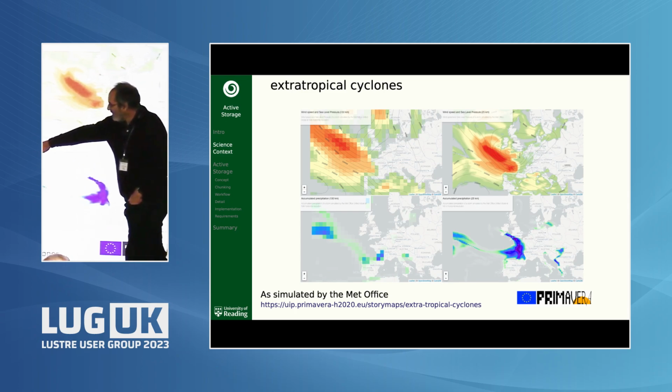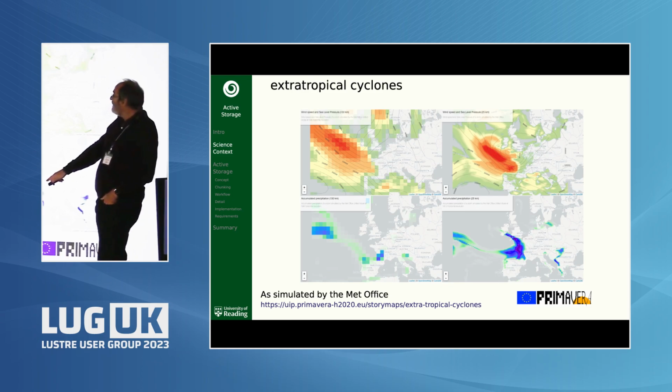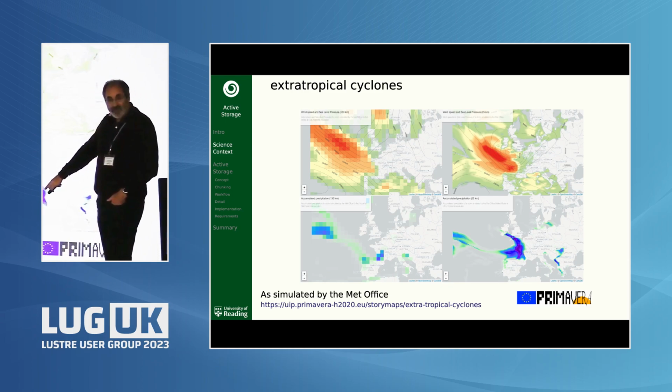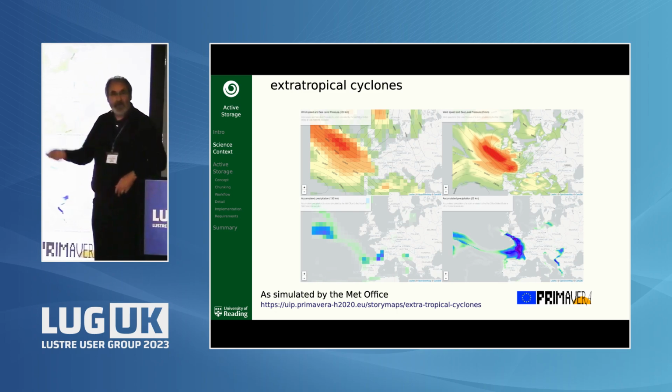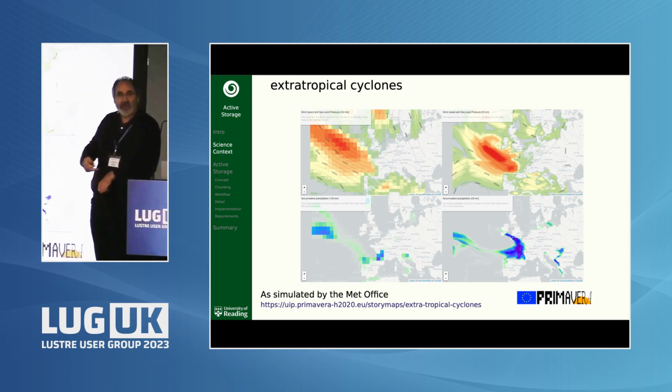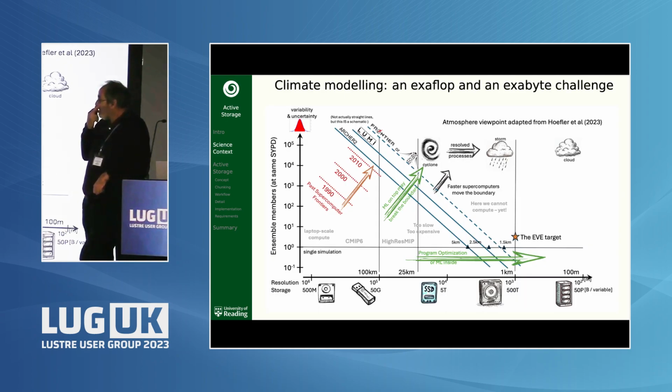And you can see the difference between a 130-kilometre representation of the same storm and a 25-kilometre representation. You get much more intense rainfall, much more intense wind. So if you want to know what's going to happen in the future in terms of extremes, we have to go to high resolution. And that's really the exascale problem.